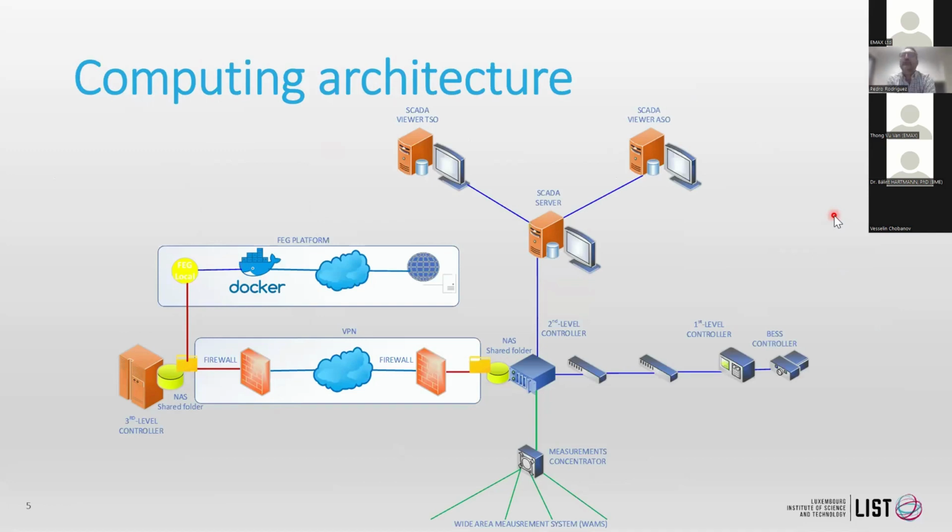I mean, there will be VPN specific connections. In this project, we are using a kind of fog computing, okay? The third level controller is actually a server which is generating references according to local needs, okay? And this third level controller is the one communicating with the FEC platform, okay?